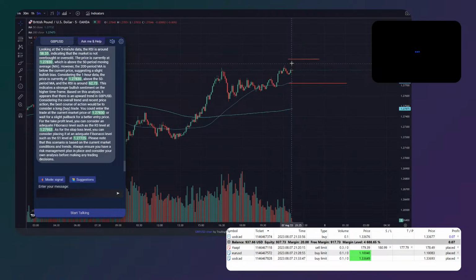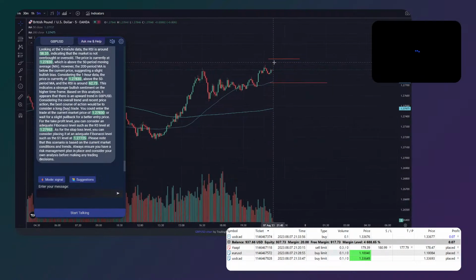So let's do it. I'm thinking. How do we set this up? Let's go for the waiting trade over here. I like it better because I think it's gonna bounce off the moving average around here. So I'm gonna put it just here, just on the moving average.